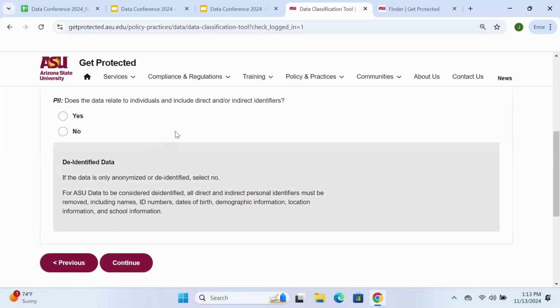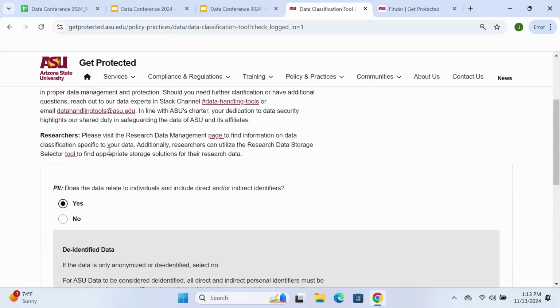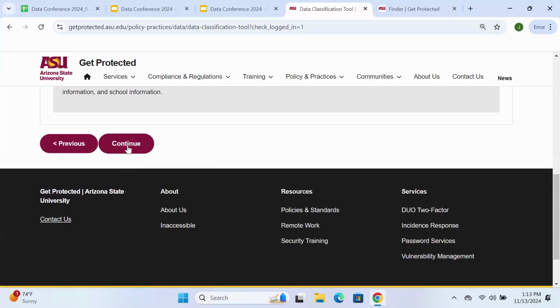Does it relate to individuals? And this is where our decision tree kind of splits, because we have the set of regulations that are privacy regs about individuals, and then we have things like export control and ITAR and security and safety, those sorts of things. But since I'm talking about students, yes, this is about people, and it is not de-identified.